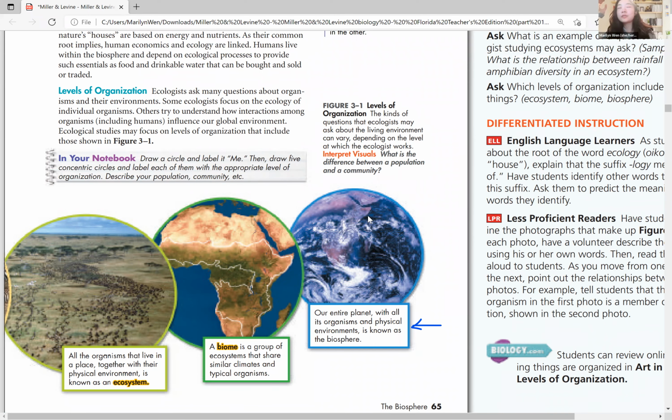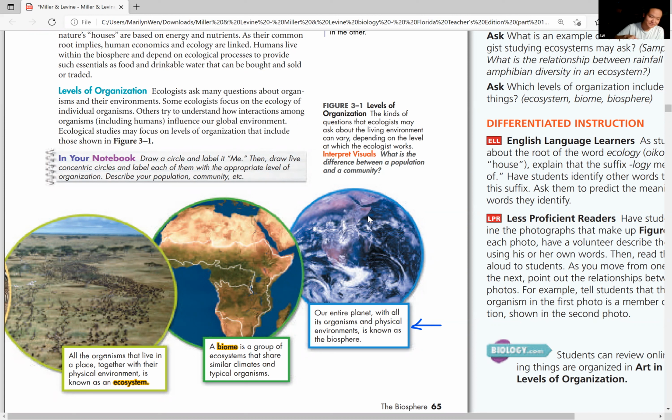So what would be the ecosystem for the fish tank? Water. It's not just the water. It's going to be all the fishes plus the water plus the fish tank plus whatever grass is remaining.